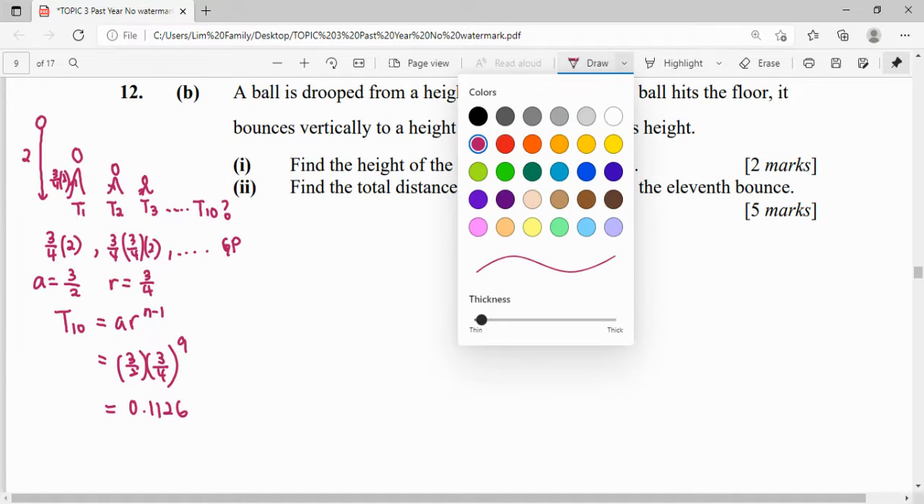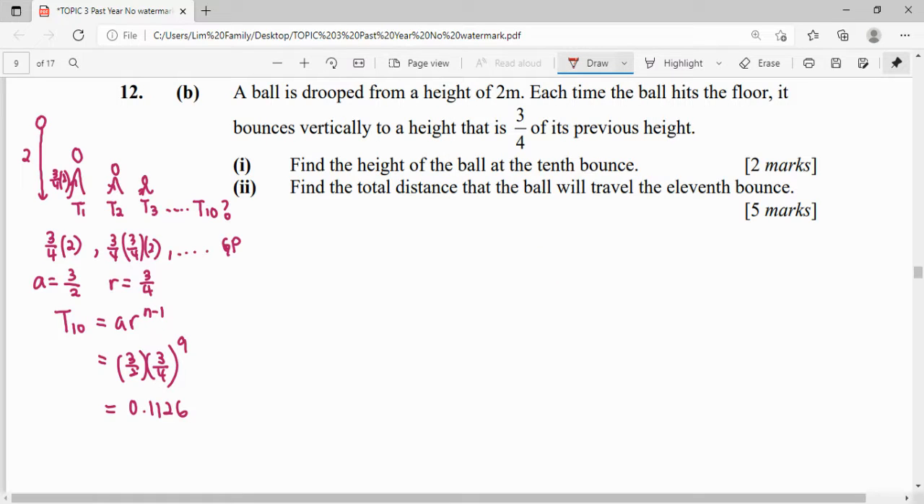So what is important here? The first one is how we apply our formula of A and R. So this is our concept, and this is the height of the 10th bounce.